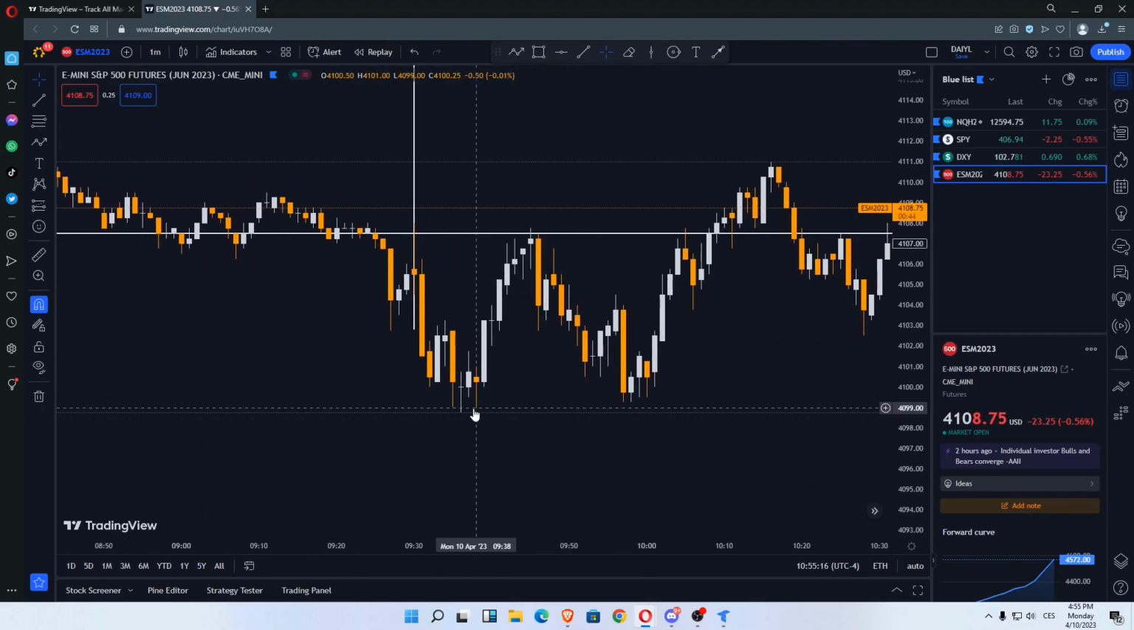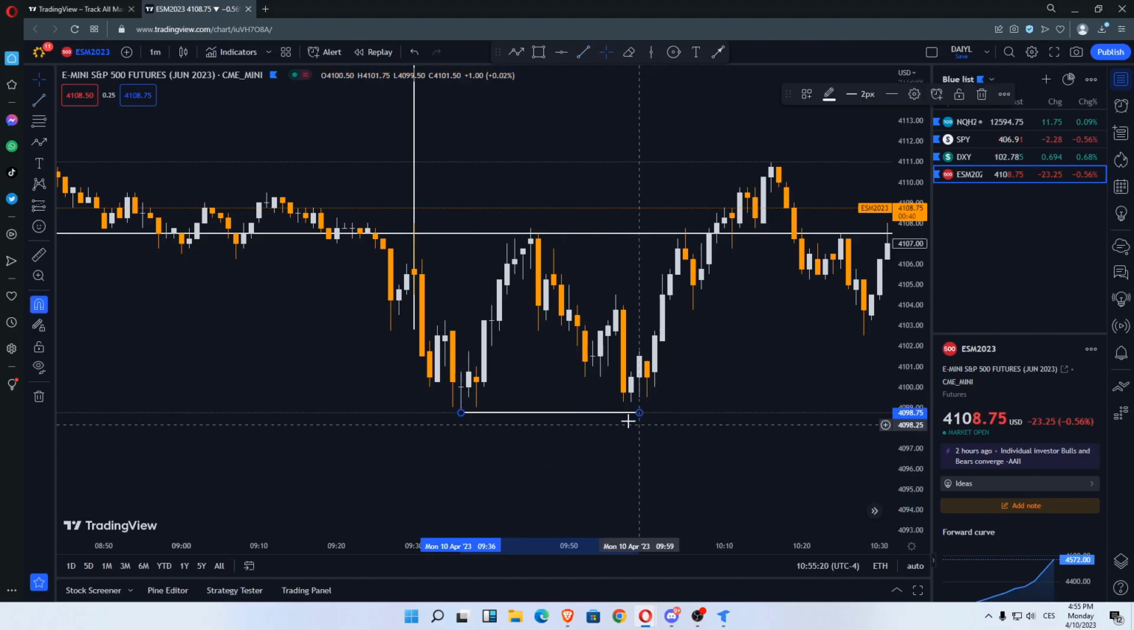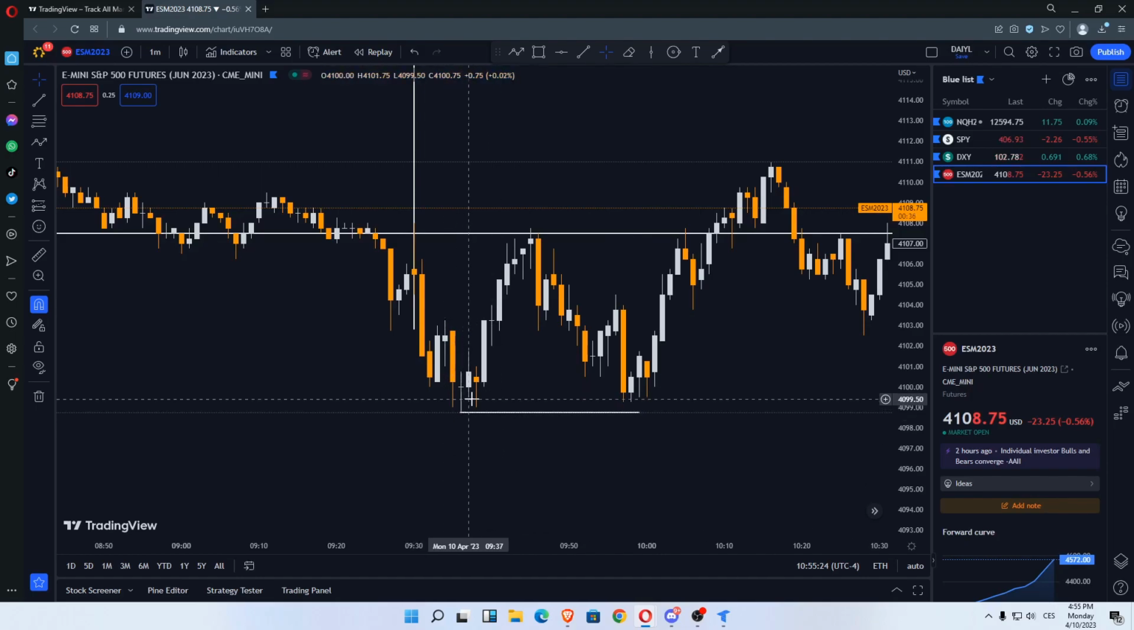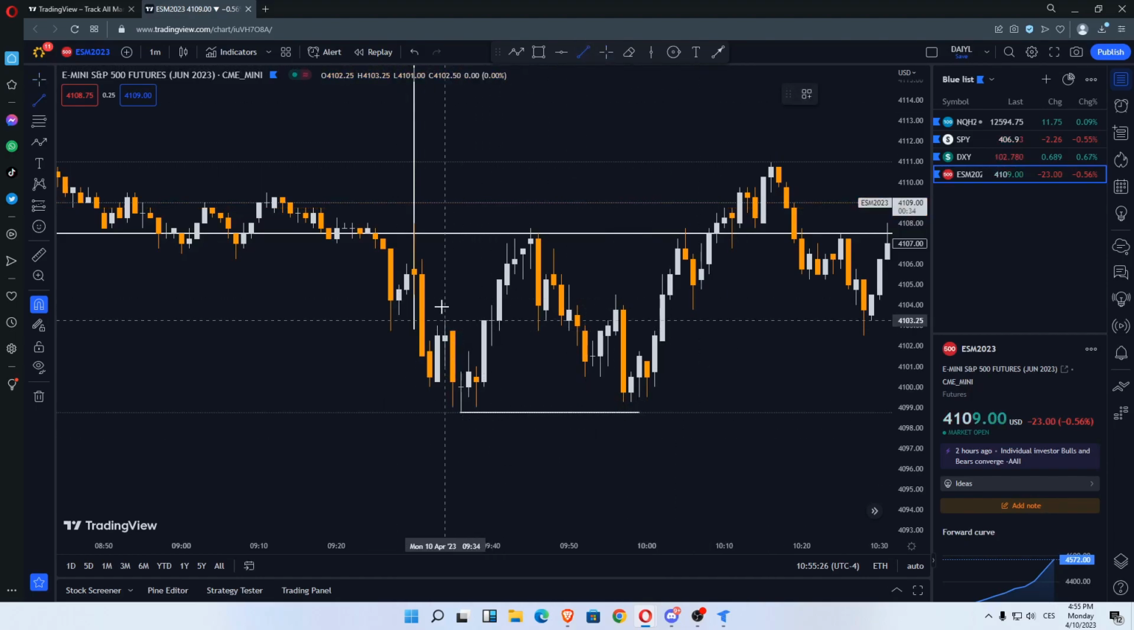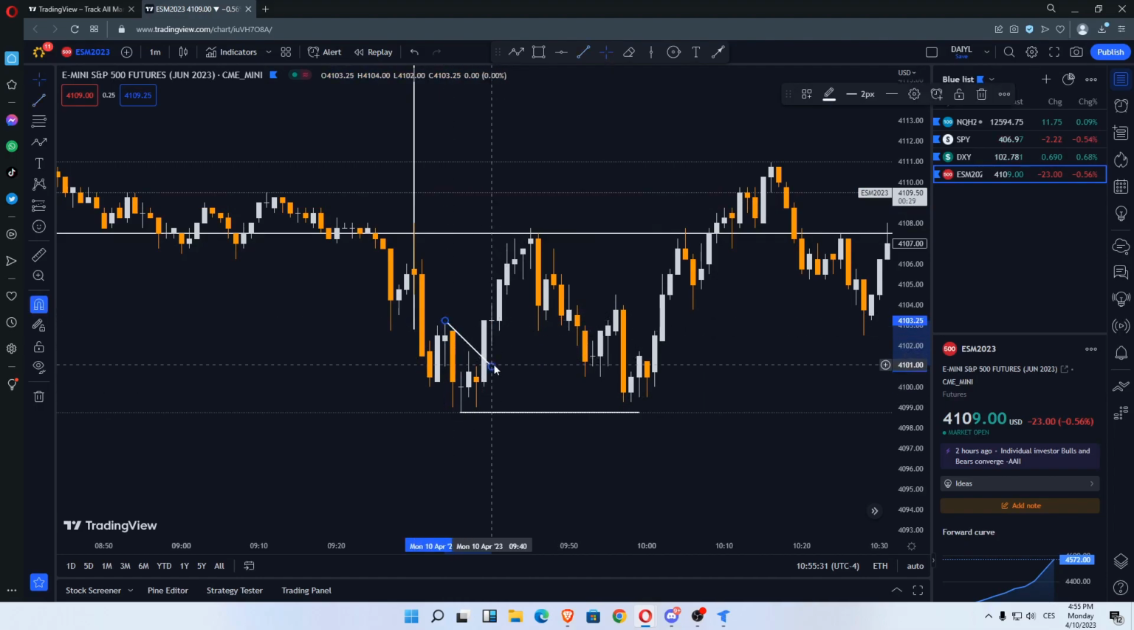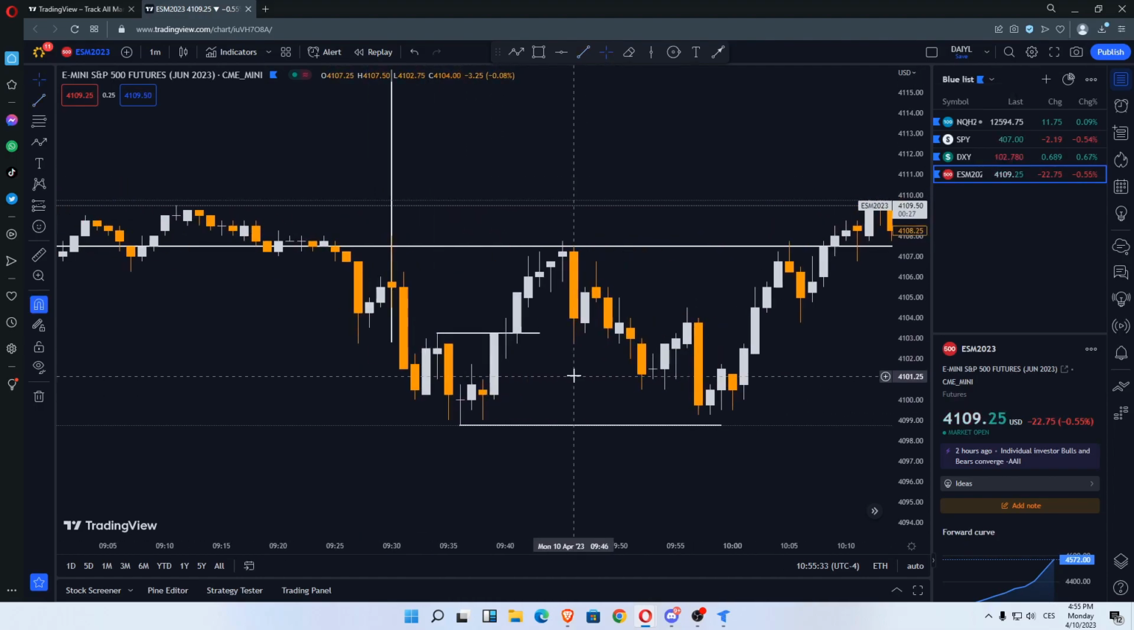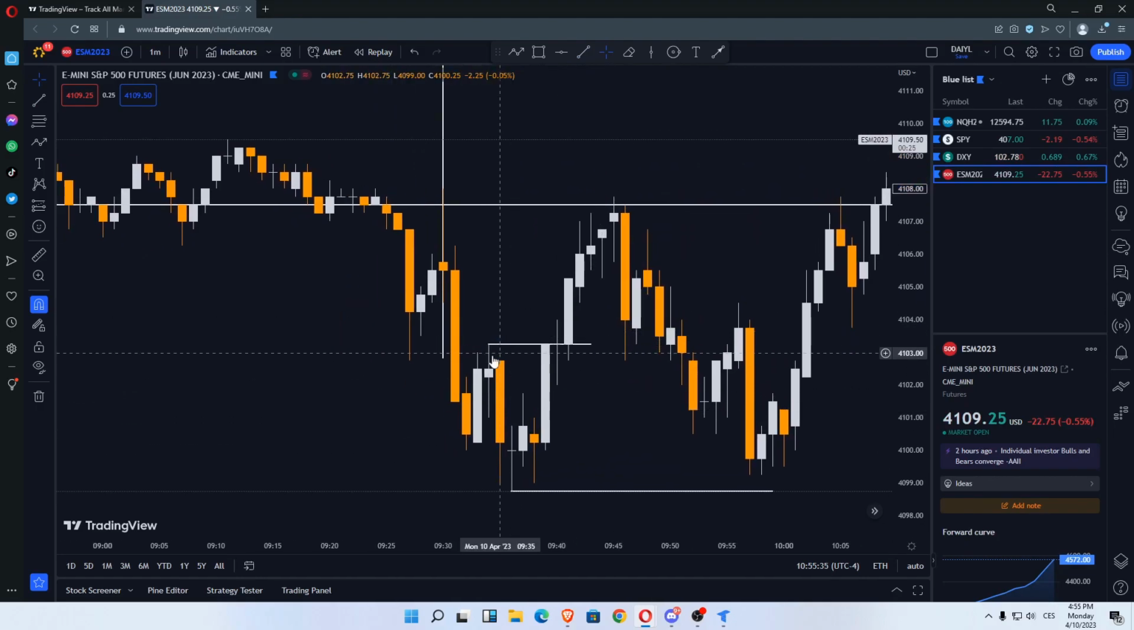Now we want to wait for the break of structure. And for those of you that don't know what break of structure is, it's basically when you get a new low and break the most recent high before that. You can find it by this, like look for 3 candles with the middle one being the highest and the 2 other ones being lower than the middle one. And that's basically the most recent high.